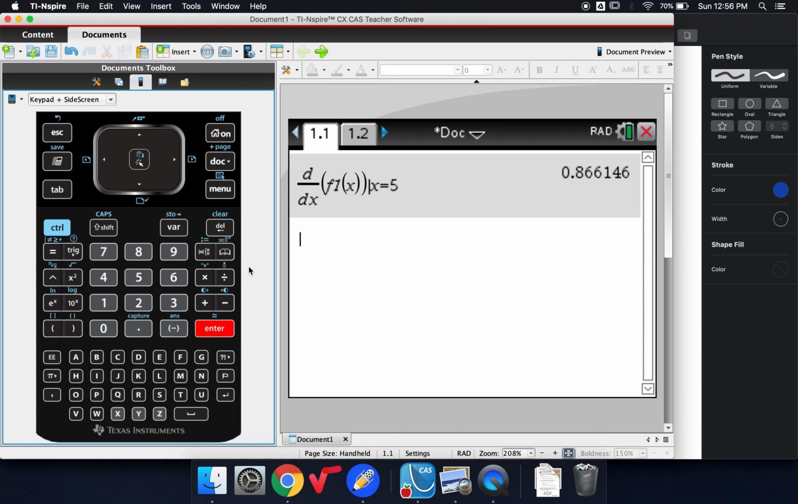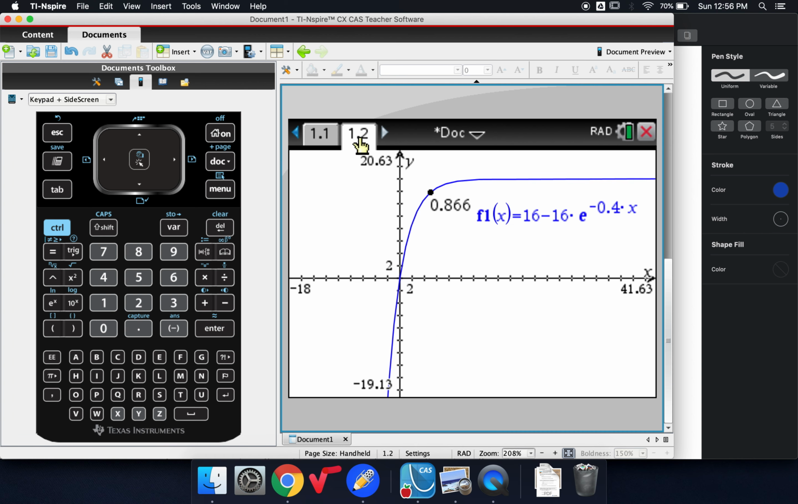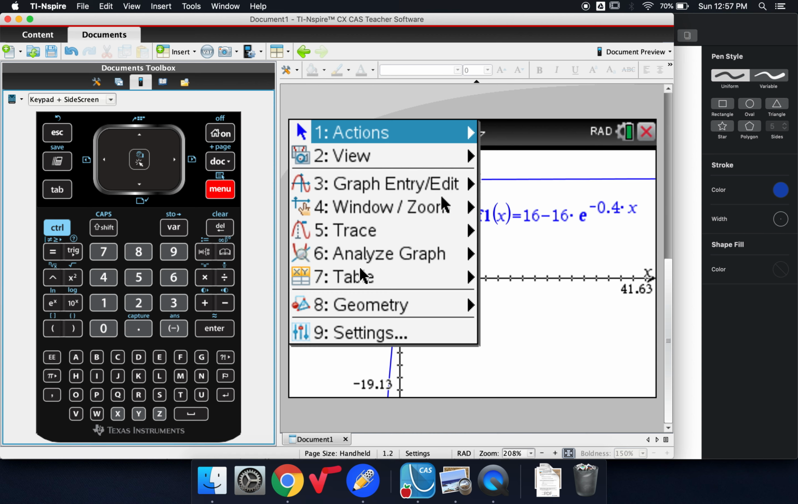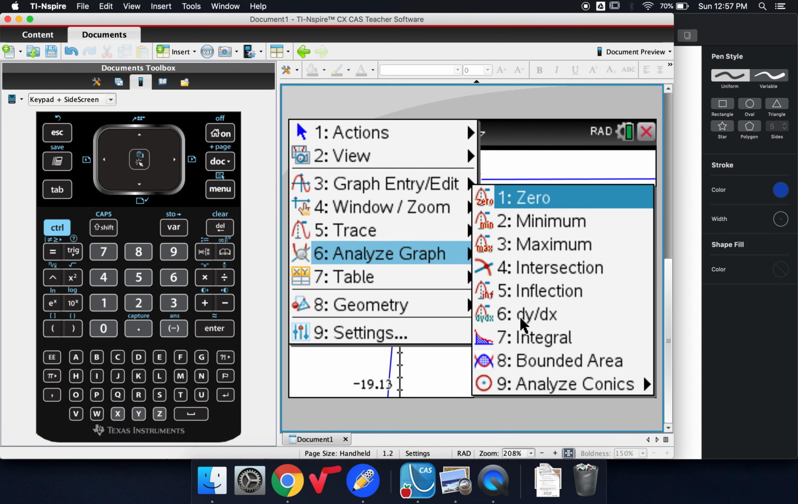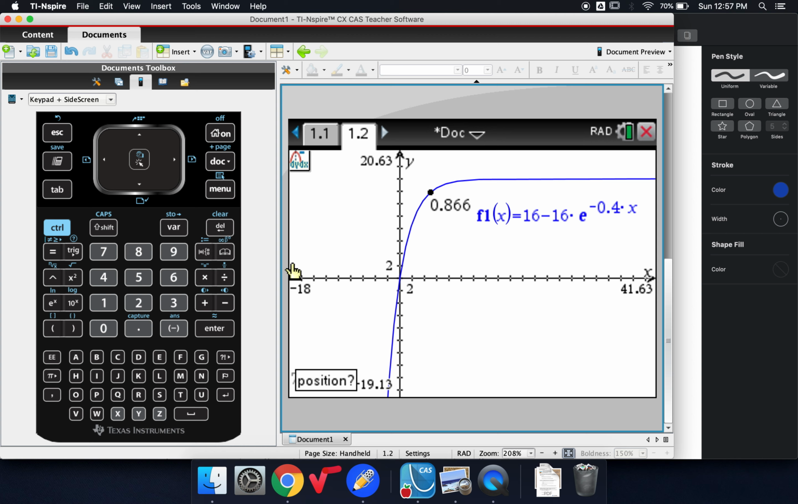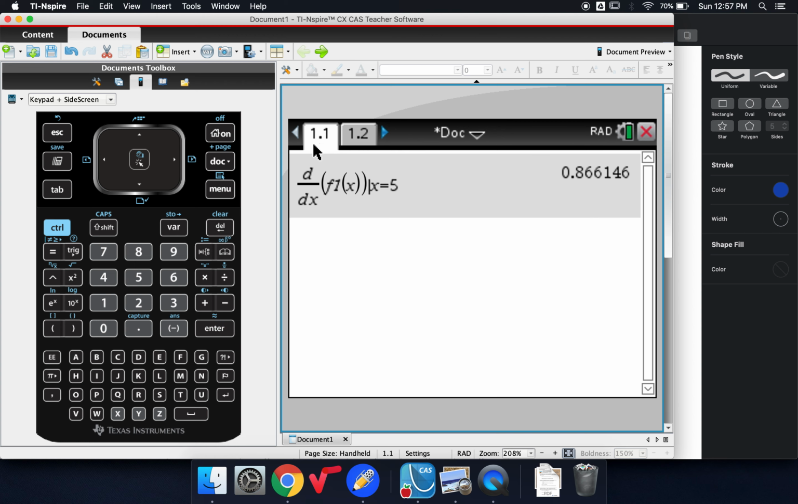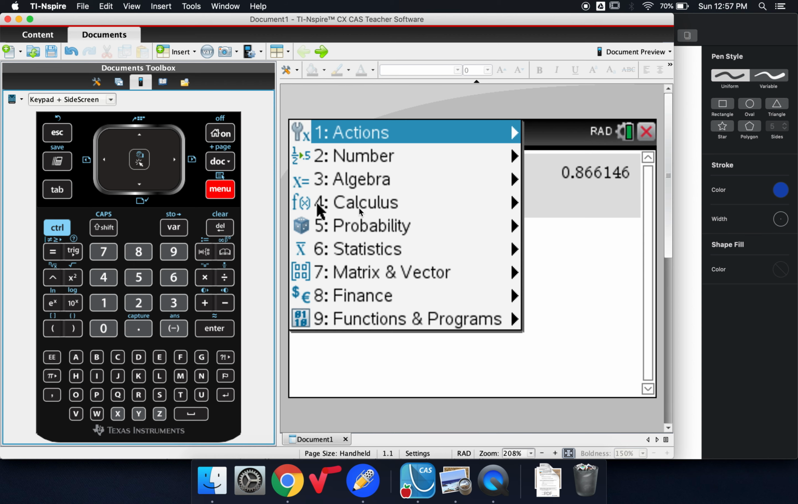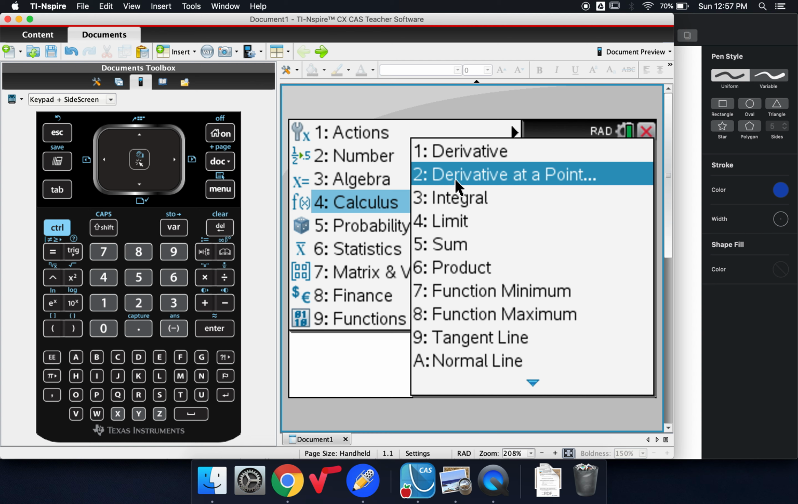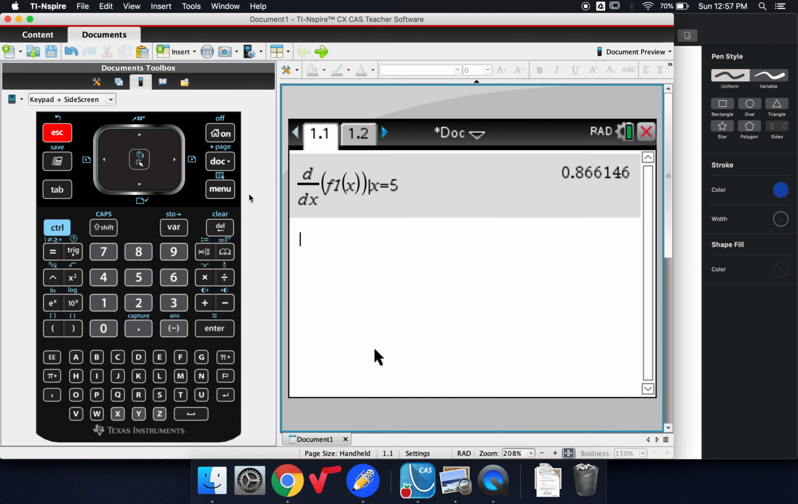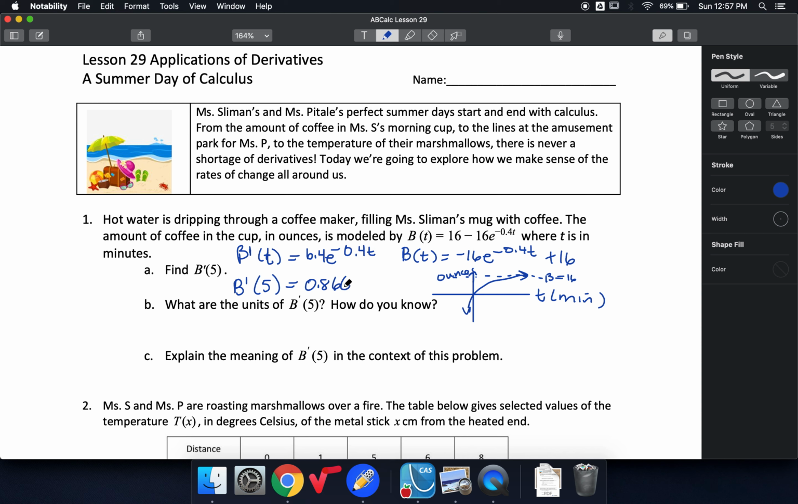Over here on my calculator, I have created this graph. This value here is when I went into my calculator menu and I went into Analyze Graph, and then I did dy dx, and I entered my position as 5. I just typed in 5 and got 0.866. On the main screen, I went into my menu and calculus and found the derivative at a point. Because I've already got my f1 typed in, I just put in f1 of x and evaluated that at x equals 5. I got the same value, 0.866. Normally I would write the units here, but they've asked for the units down here.